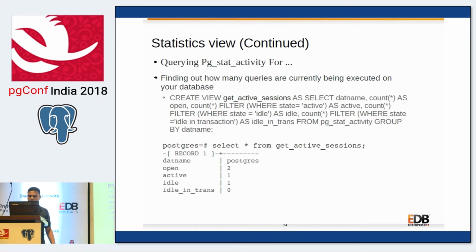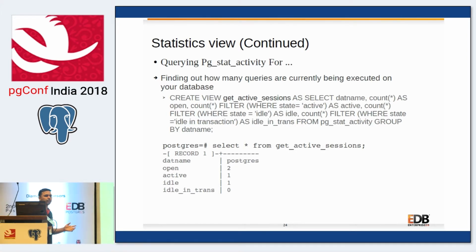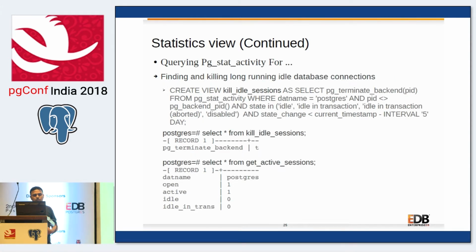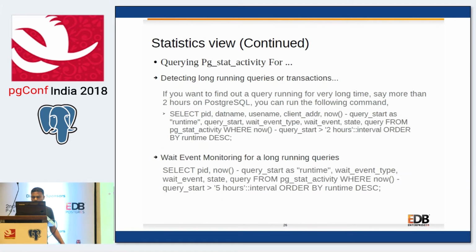So what I'm trying to say is, with the help of pg_stat_activity you can find out if there is any backend session which is in the idle state for a long time, so you can consider terminating those backend sessions. For example, finding and killing some long running idle database connection. This is the same thing I talked about just now. This query is trying to find out if there is any backend session which is in the idle state for more than 5 days or so, so you can consider terminating those backend sessions. That can be found by querying this pg_stat_activity system view.